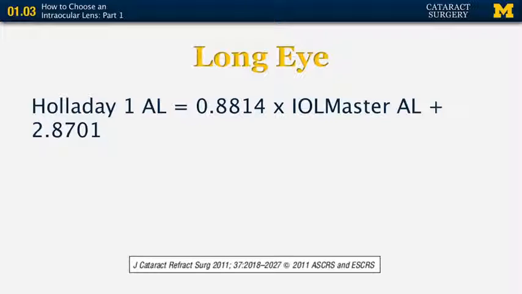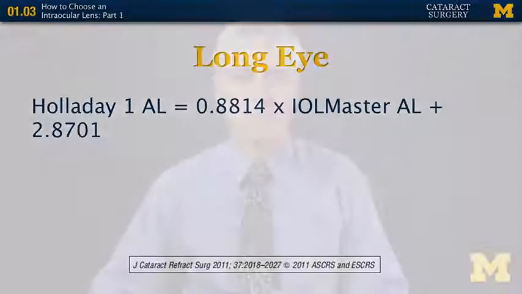Basically, the intraocular lens is determined by adjusting the axial length. You take the IOL master axial length. Well, you take 88% of the IOL master length. You add to it 2.9, and you use that as your new axial length and put it in the Holiday 1 formula.